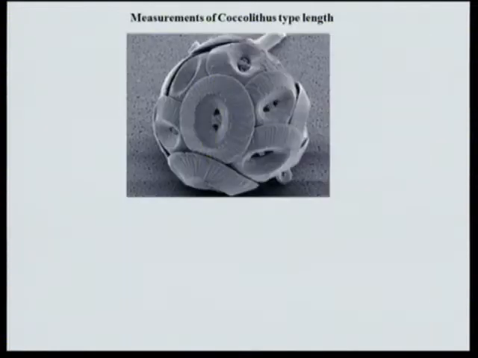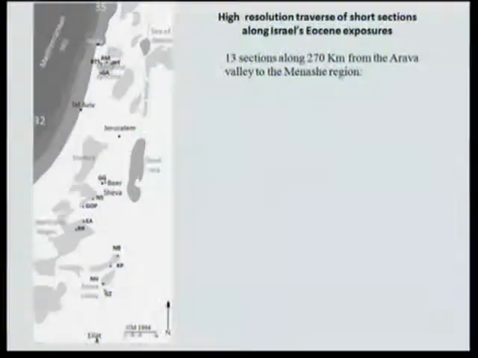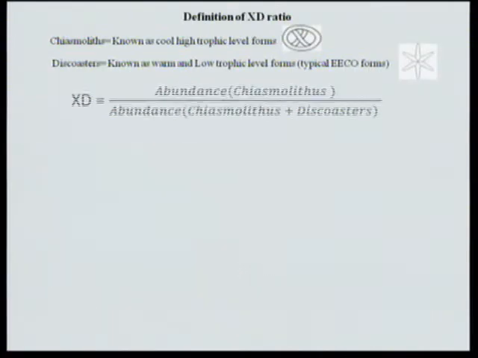One more section, I will not give you the whole 13 sections. It's a lot of work. But yes, a quick question. What is your proxy for trophic level? The proxy for trophic level is the XD ratio. I will return to the definition of the XD ratio.